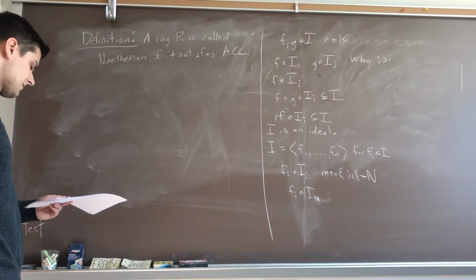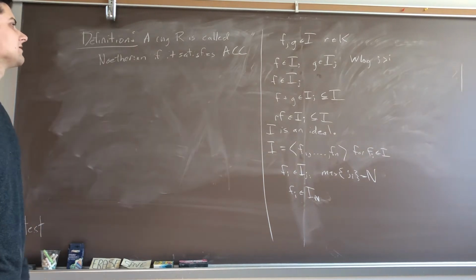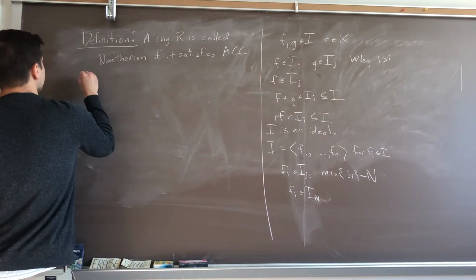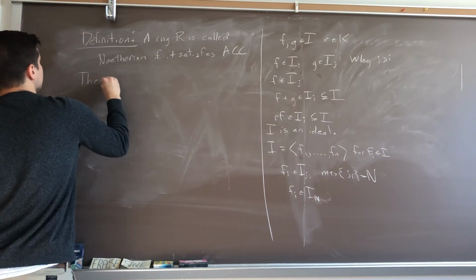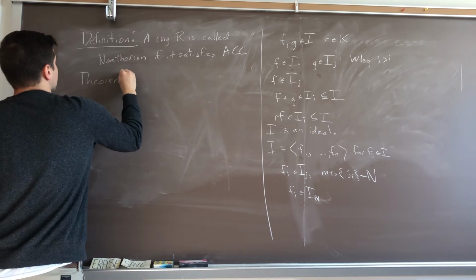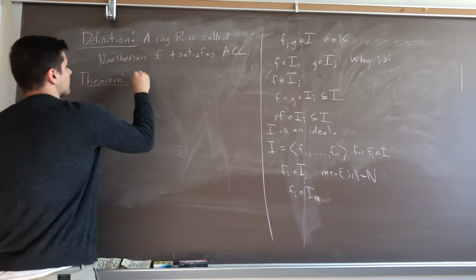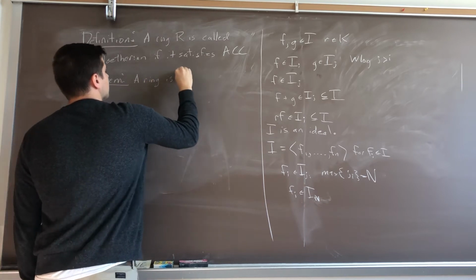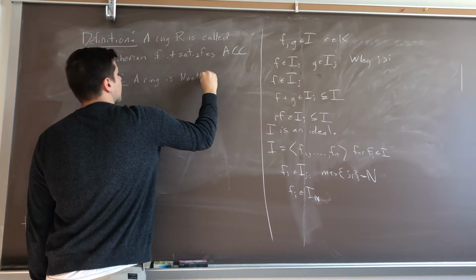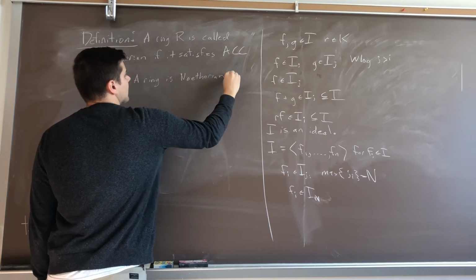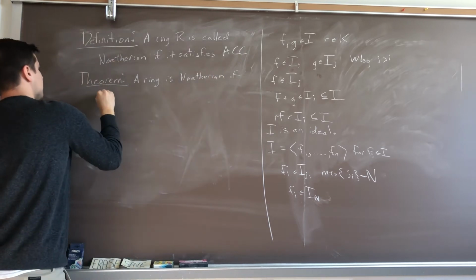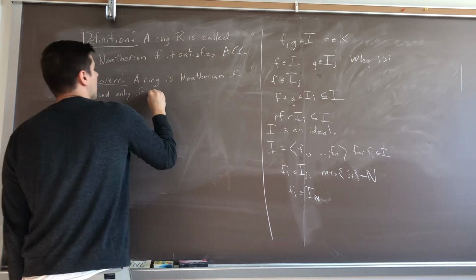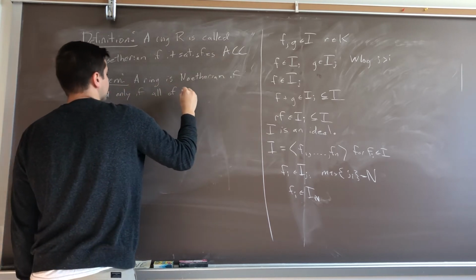Okay. So the reason this is such a nice property is because, like I hinted at before and you might have picked up on, it is actually true that a ring is Noetherian if and only if all of its ideals are finitely generated.